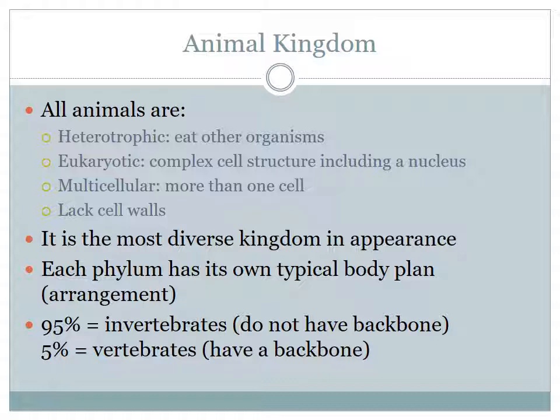The animal kingdom is the most diverse kingdom in appearance, because I like to think I look nothing like a sea sponge, which makes us pretty diverse. Each phylum has its own typical body plan or arrangement, and we'll talk about that as we go phylum by phylum. One of the big things you want to remember, though, is that 95% of all the animals that exist are invertebrates. They don't have a backbone. So when you came up with your list of animals earlier in this semester, you probably came up with a long list of animals, and most of them were probably vertebrates, but they only make up 5% of the animals that exist.